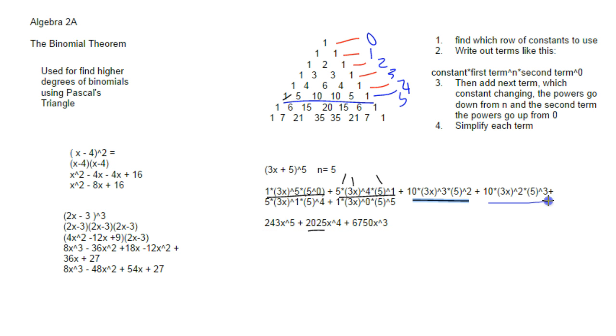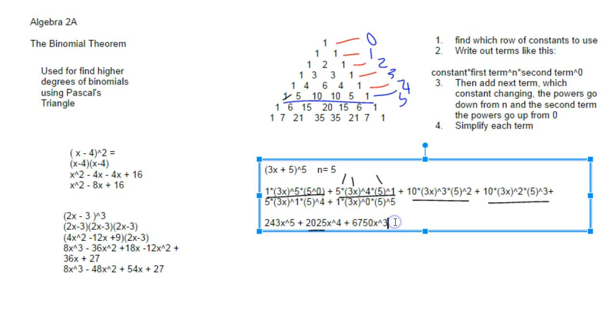Okay, then the next one's going to be 10 times 3 squared. So that's 10 times 9 times 125, because 5 cubed is 125. So that's 11,250 x squared.